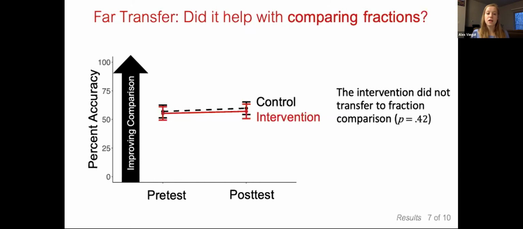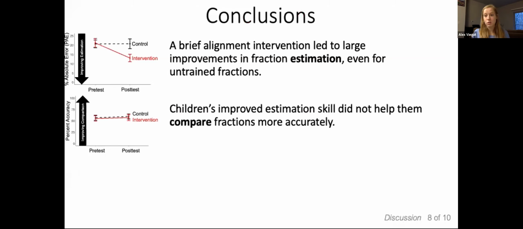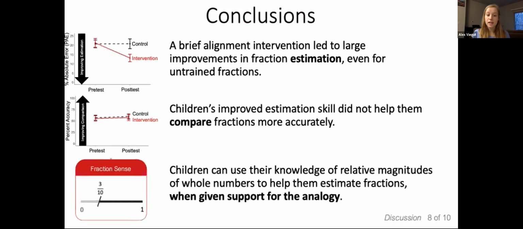And one of the reasons for this, we think, might be that the intervention did not scaffold comparison directly. So children may not have realized that this new strategy for placing fractions on number lines was relevant or useful in a comparison context. So to sum up, this 10-minute intervention did lead to big improvements in fraction estimation, even for untrained fractions, but it didn't help them compare fractions more accurately. So I think overall, this does suggest that kids can use their knowledge of relative magnitudes of whole numbers to help them with fraction estimation, but only if we give them support for the analogy. The control condition without support, without the alignment, was not helpful.